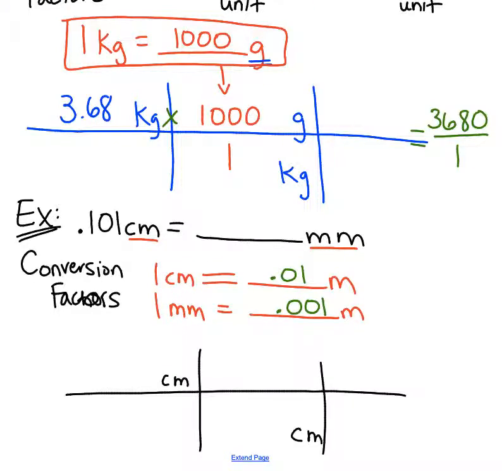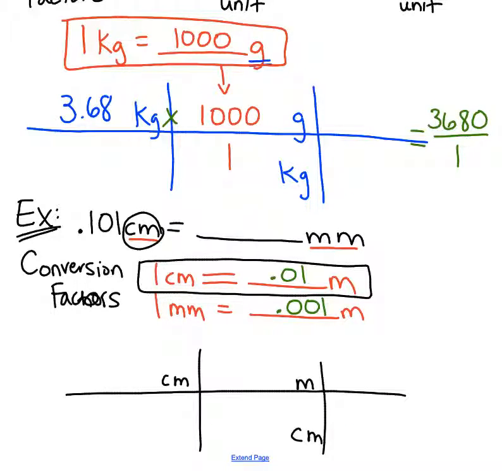From there, we can start to set up our chart. We start with centimeters in both locations because that is the given. Remember, whatever goes in this box, same unit goes diagonal. Now above it, we need something for which we have a conversion factor. If we look at our conversions, we have a conversion from centimeters to meters. We don't have one from centimeters to millimeters. So I have to put a centimeter to meter in this top box.